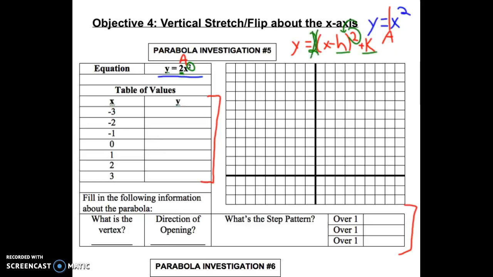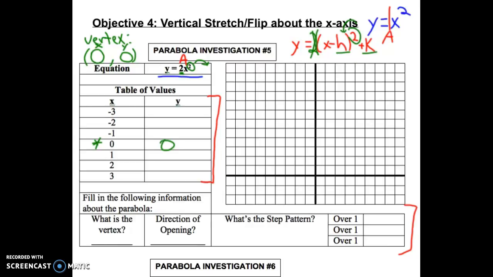So that still means that the vertex of this function is 0 for my x value because there's no h value there. There's no h number paired with the x. And then k as well. To the right, there's no k. So that means that my y value is also 0. So this graph starts at 0, 0. That is my vertex. So I have found the vertex.